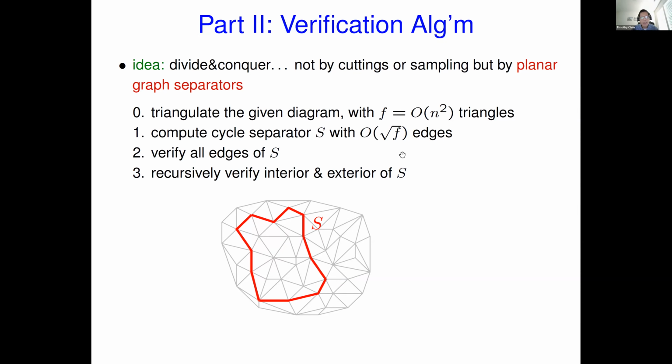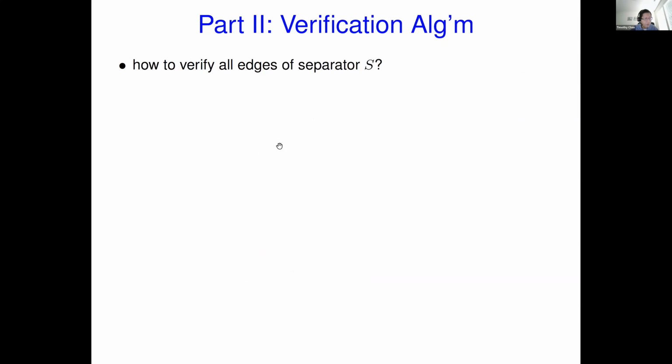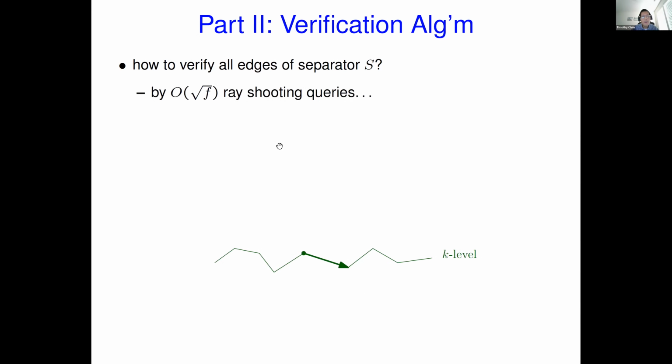Let me now explain in more detail how you verify the edges of the separator. This is done by ray shooting. You first lift the problem to 3D, so that, as we have said, it's the same as K levels for planes in 3D.